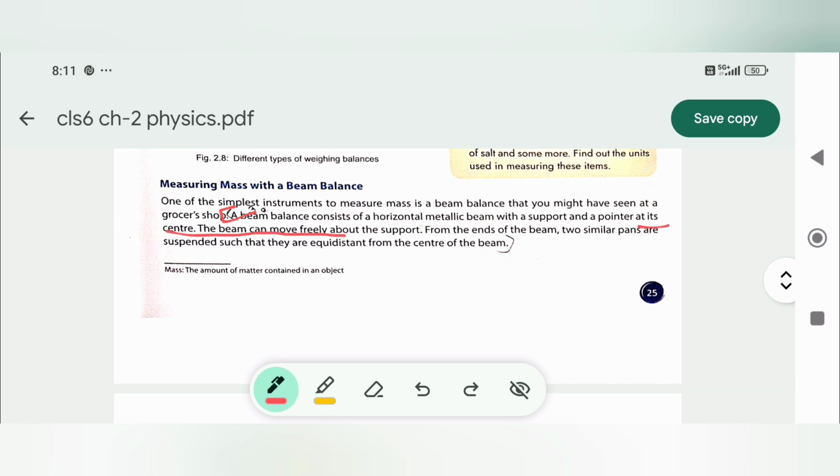The beam can move freely about the support. From the end of the beam, two similar pans are suspended such that they are equidistant from the center of the beam. So this is FK 3.